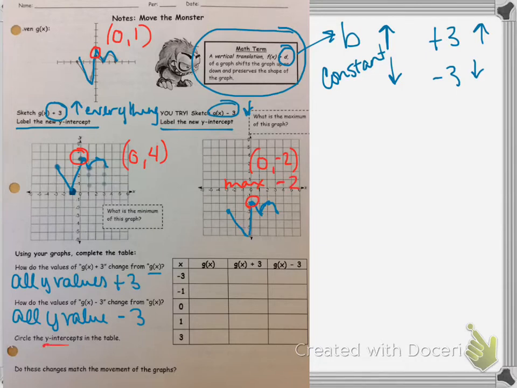We've now circled all of the y-intercepts in the table. How did these changes match the movement? Well, they went up or down 3, according to what we had. And we can see this transformation if we make this little table.